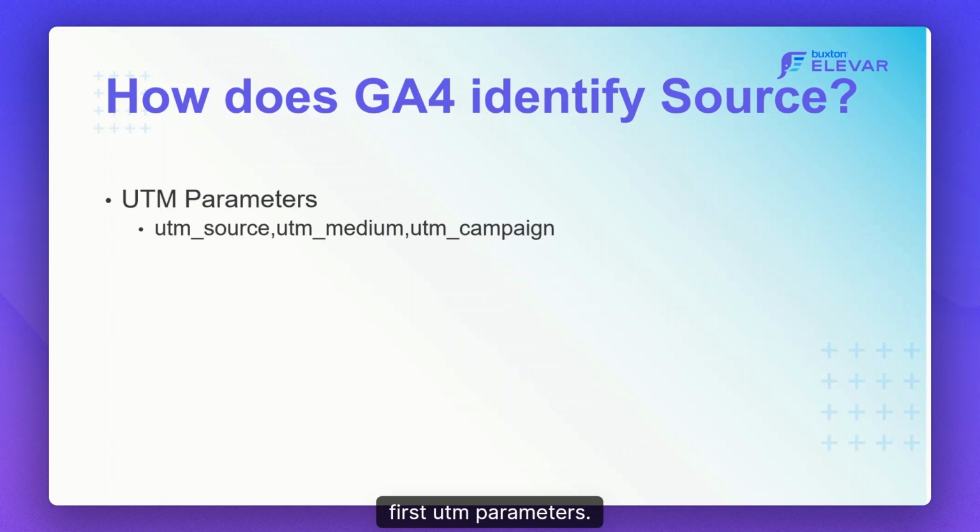First, UTM parameters. These are little tags you add to URLs like UTM source, UTM medium, and UTM campaign. When someone clicks a link with these UTMs, GA4 reads them and assigns the correct source, medium, and campaign. As per GA4 documentation, when you add parameters to a URL, you should always use UTM source, UTM medium, and UTM campaign. This is the cleanest, most reliable way to track attribution, and it's fully in your control.